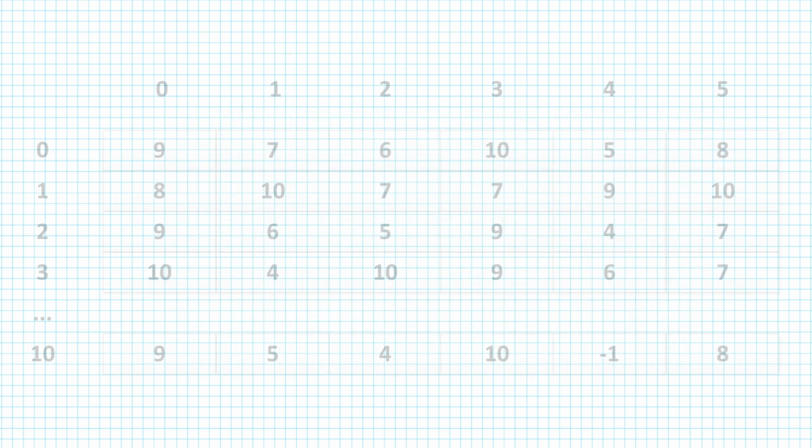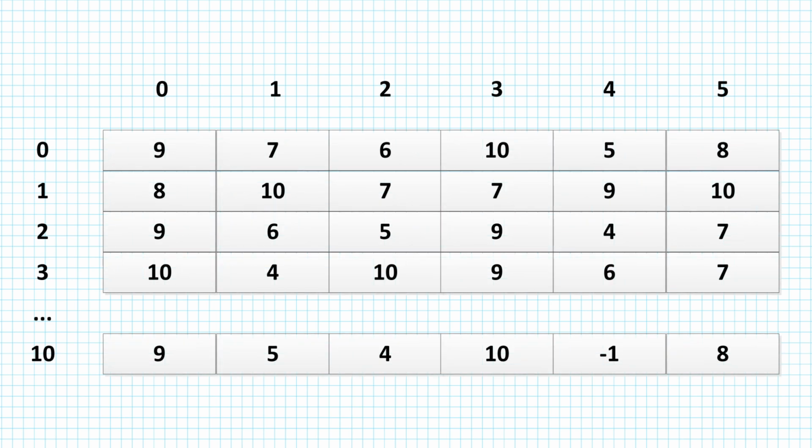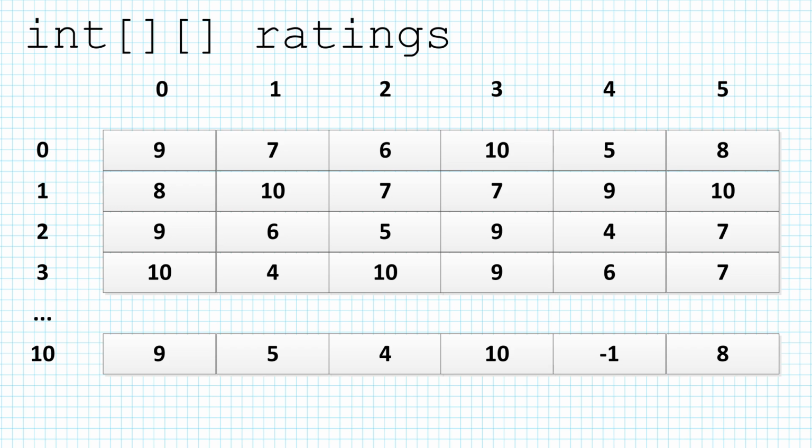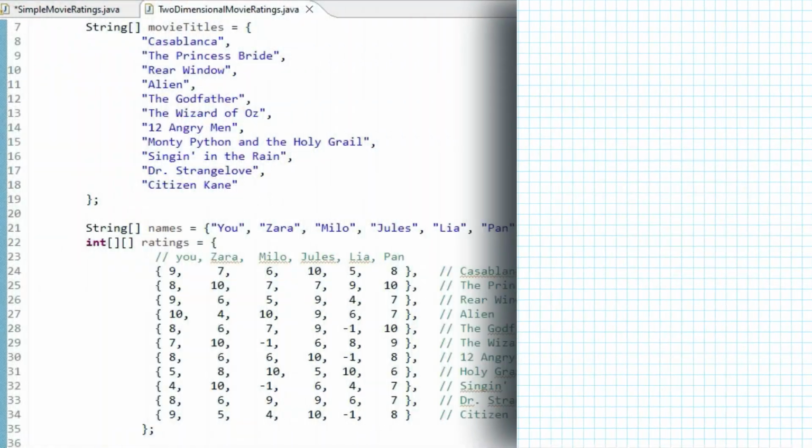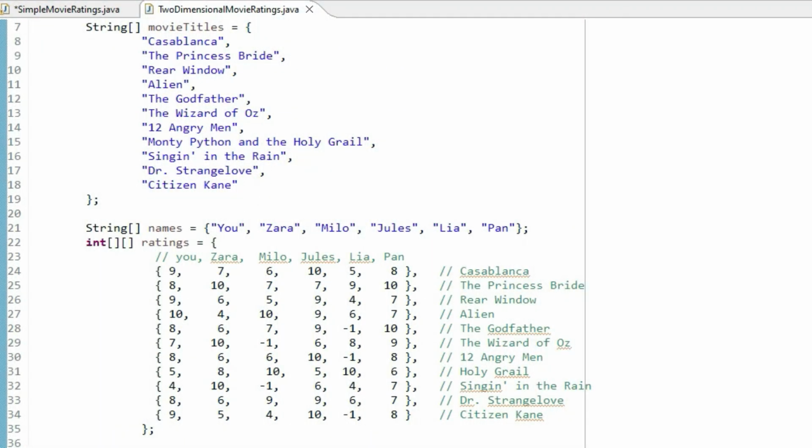A two-dimensional array is an array of arrays. It can help us visualize algorithms to think of it as a table with rows and columns, but practically we are defining an array in which each element is an array. This program is called TwoDimensionalMovieRatings.java, and you can see at the top we have the same array of movie titles. We then have an array of your friends' names. More on that later. The next declaration is a two-dimensional array of ratings.